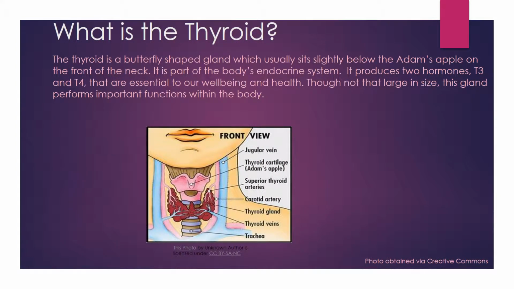What is the thyroid? The thyroid is a butterfly-shaped gland which usually sits slightly below the Adam's apple on the front of the neck. It is part of the body's endocrine system. It produces two hormones, T3 and T4, that are essential to our well-being and health. Though not that large in size, this gland performs important functions within the body.